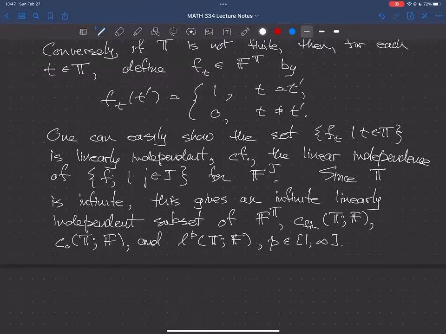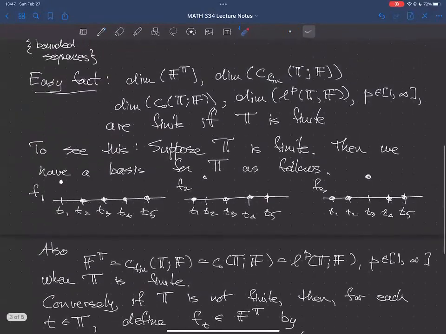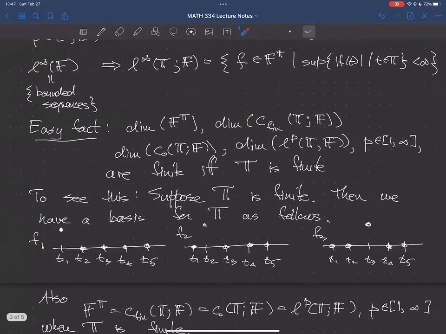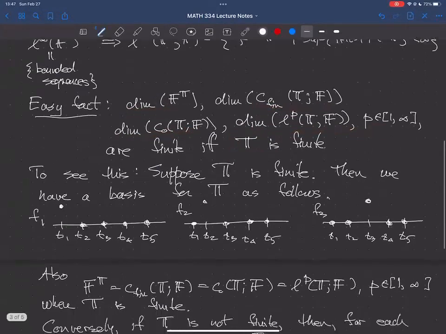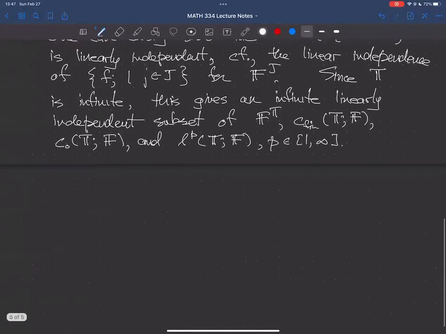Okay, so that's this simple claim about the algebraic structure of these spaces of discrete time signals. They're all finite dimensional if and only if the time domain is finite. All right, so that's the algebraic structure of these spaces. Now let's think about their analytical structure, and to do that, we use norms.